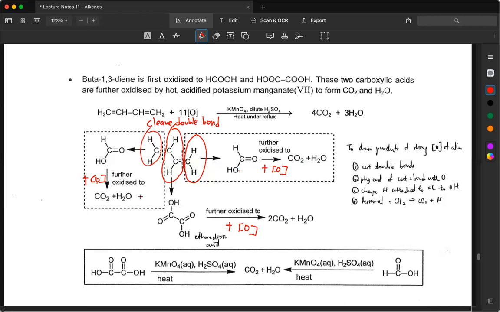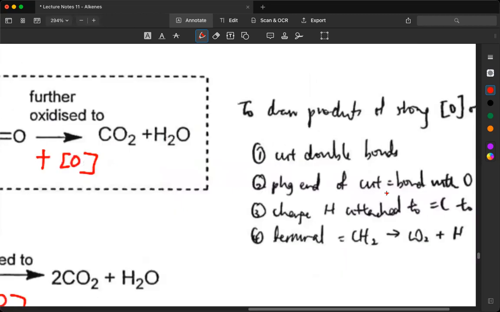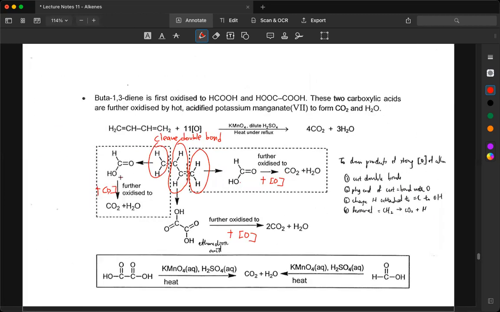Total is 1, 2, 3, 4. 1, 2, 3. That's the overall equation. So the technique is cut the double bond, cleave the double bond, plug the end of the double bond with oxygen first. So the one that's cut, you join with oxygen and then change the H attached to the double bond C to OH. So you join O and then change the H to OH. Okay, and then you form the CO2 and H2O.